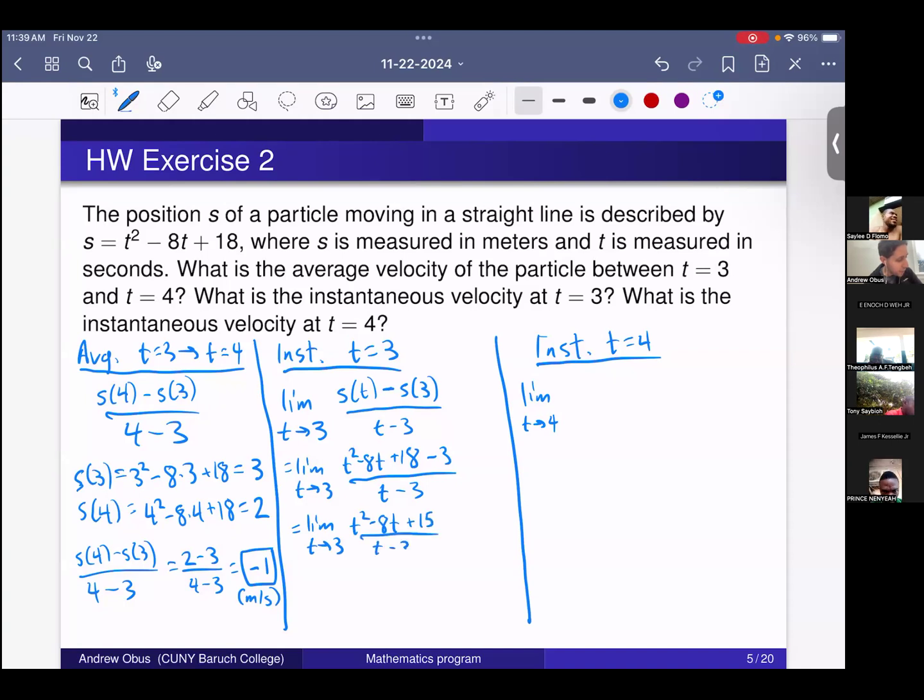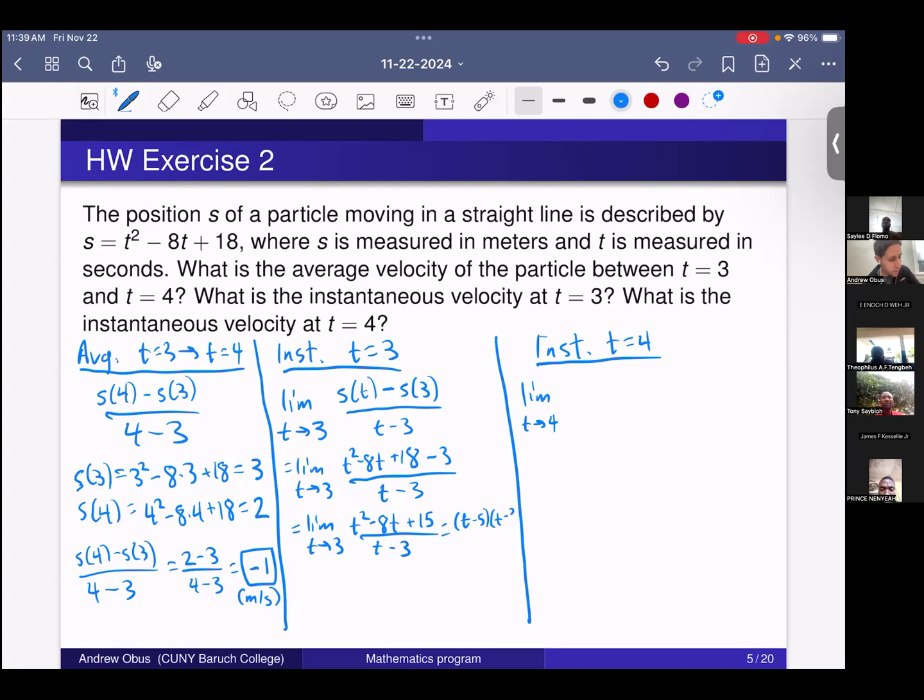And maybe just because we don't have that much space, we can factor this numerator. Because if you plug in t equals 3 here, you're going to get 0 over 0 again. So how do we factor the numerator? Yeah, the factoring method is that you are looking for two numbers which multiply to give 15 and add to give -8, which would be 5 and 3. Right, so -5 and -3.